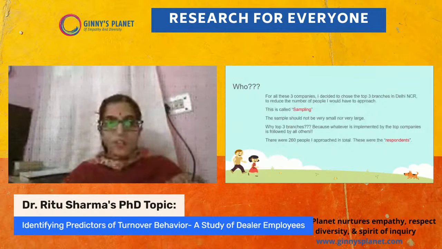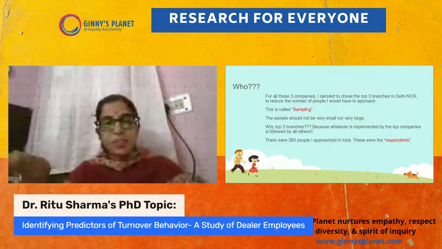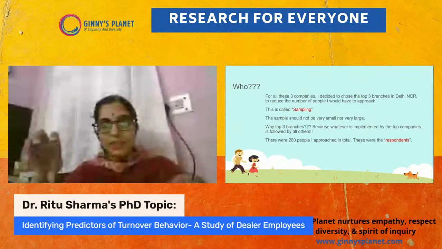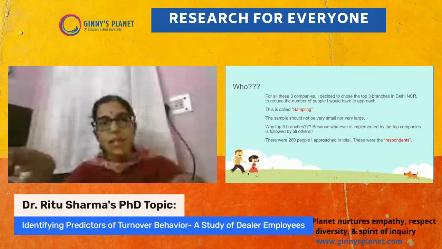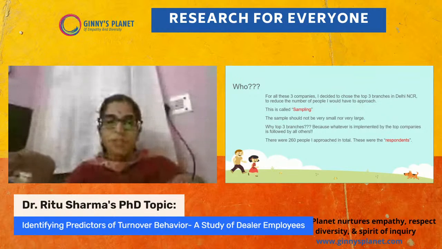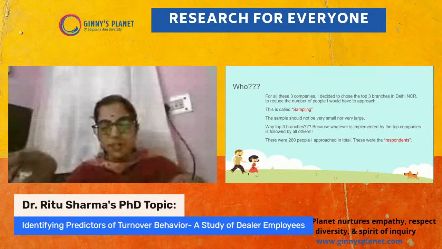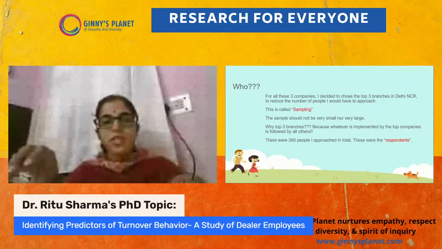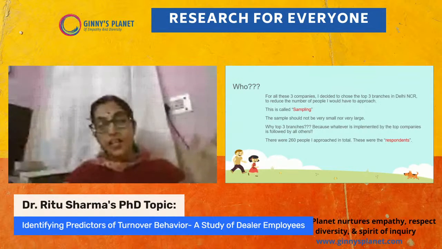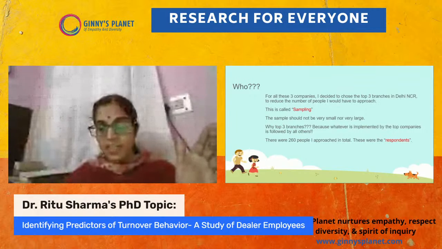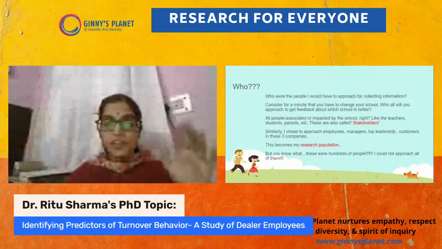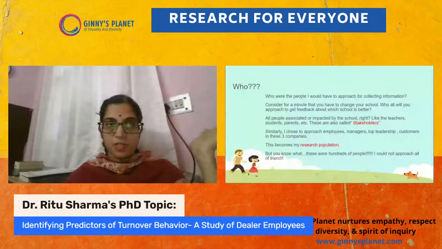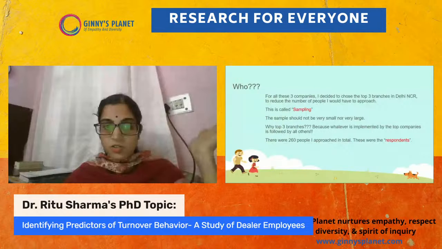So for all the three companies, I decided to select the top 3 branches in Delhi NCR. The top 3 branches in total had employees, customers, all these people together, somewhere around 280 people, and I managed to approach 260 of them. So this is known as sampling. Here I had a very large research population. Remember how earlier I would have to approach all the employees, all the managers, all the customers. It is not possible. What I did was I undertook something known as sampling.